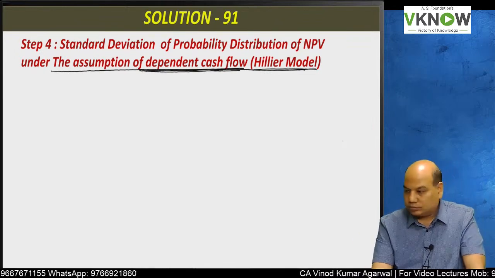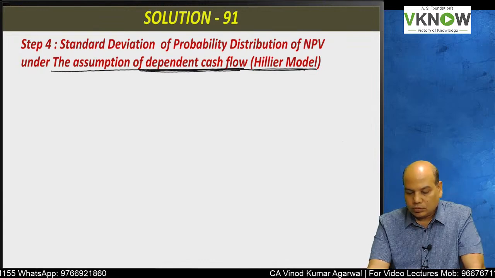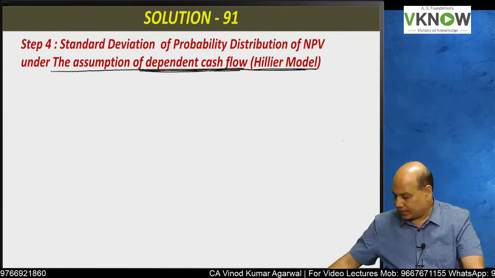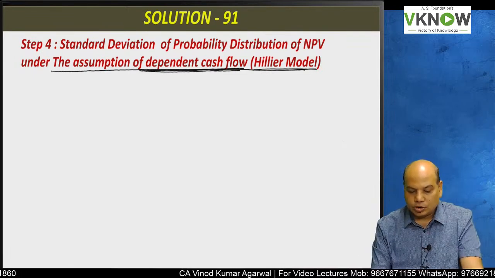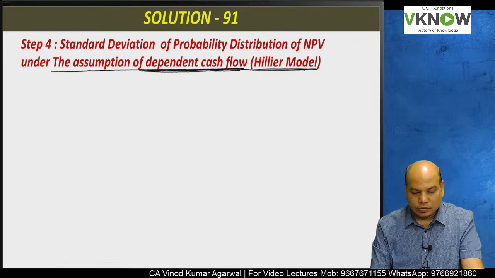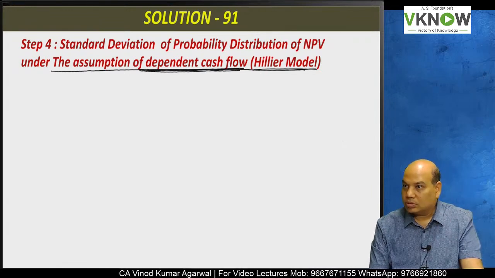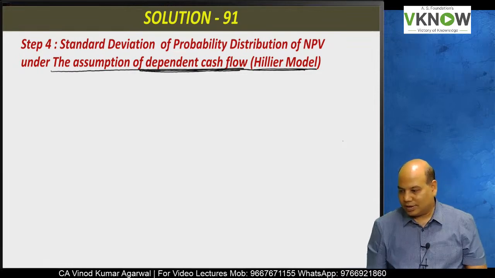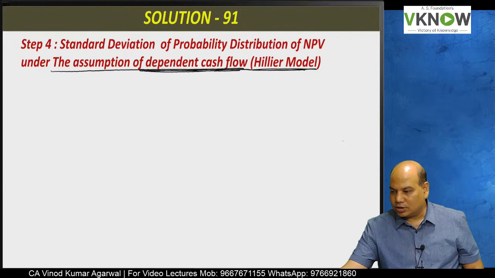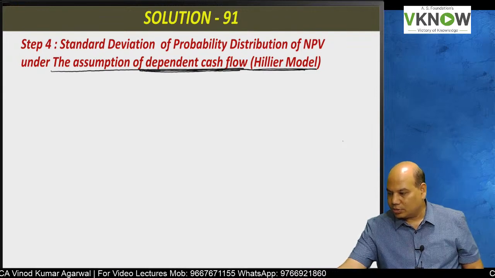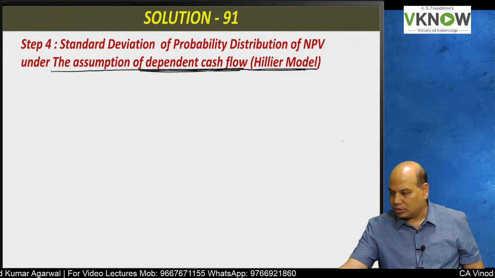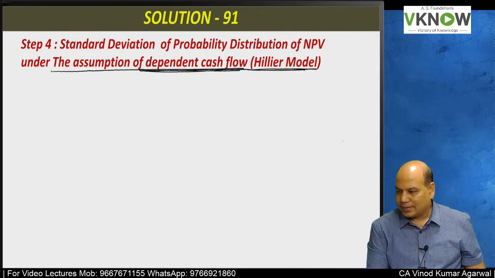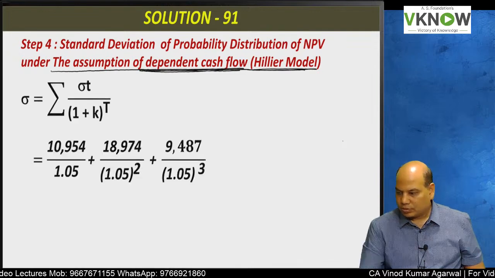Write down step 4. Standard deviation of probability distribution of NPV under the assumption of dependent cash flow. So under that you write down.